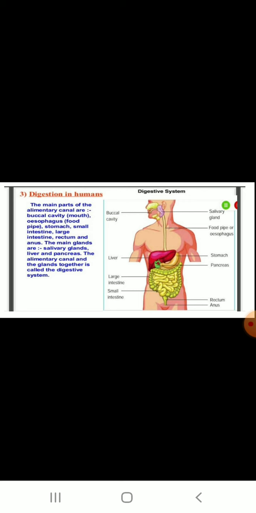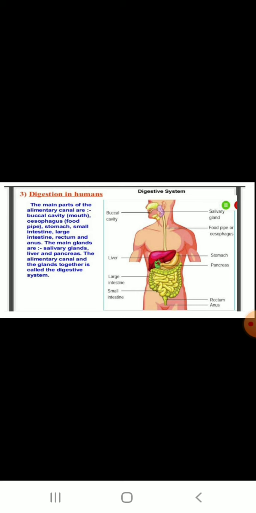So next comes digestion in humans. This is an important part of the chapter, that is digestion in the human. In the picture, you can see a beautiful digestive system. Just look at the buccal cavity. It starts from the mouth, we call it the buccal cavity.